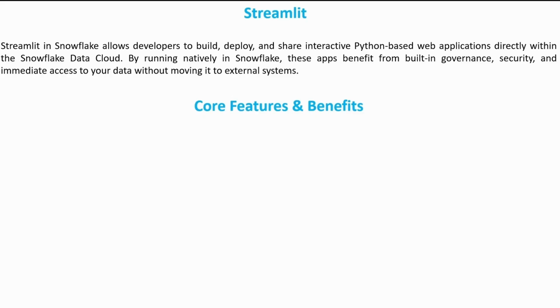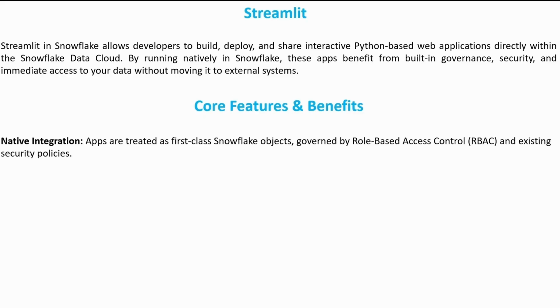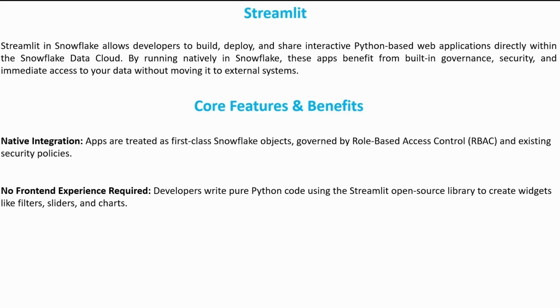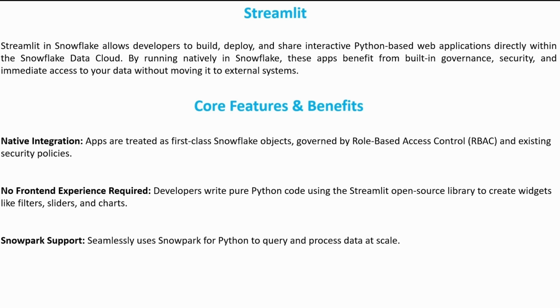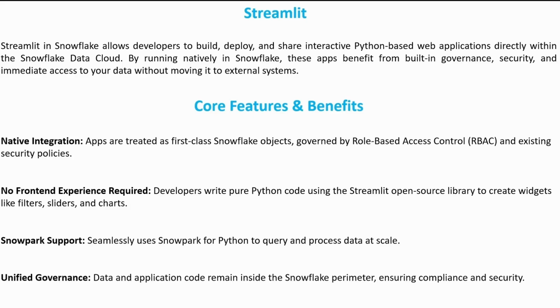If we talk about core features and benefits, first is native integration. Apps are treated as first-class Snowflake objects governed by RBAC and existing security policies. Next is no front-end experience required. Developers can write pure Python code using the Streamlit open source library to create widgets like filters, sliders, and charts. Third is Snowpark support. It seamlessly uses Snowpark for Python to query and process data at any scale. And fourth one is unified governance, because data and application code are sitting inside the Snowflake perimeter, that ensures the compliance and security of the data.